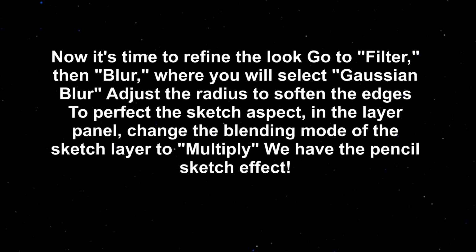Now it's time to refine the look. Go to Filter, then Blur, where you will select Gaussian Blur. Adjust the radius to soften the edges to perfect the sketch aspect. In the Layer panel, change the blending mode of the sketch layer to Multiply. We have the pencil sketch effect.